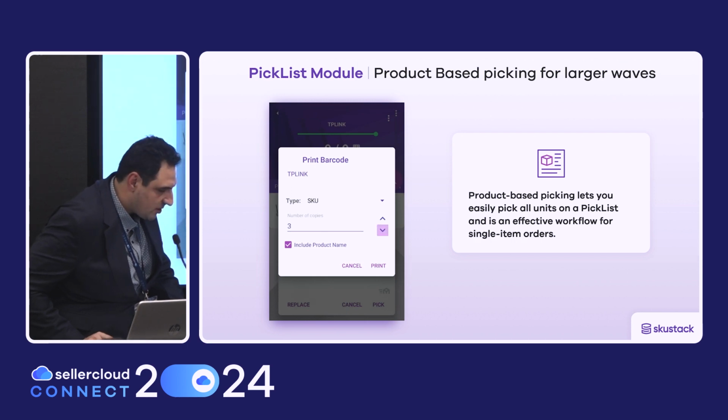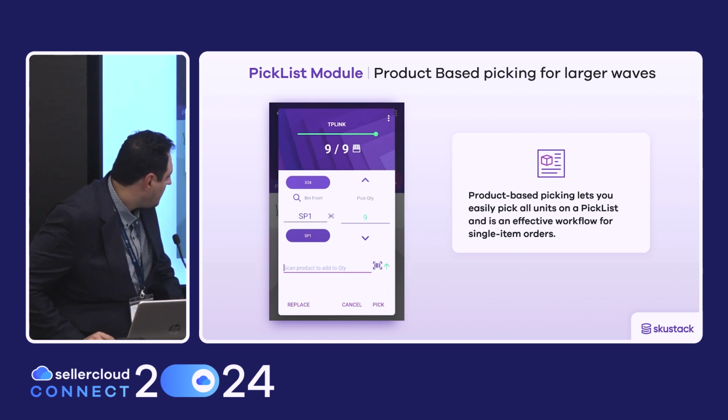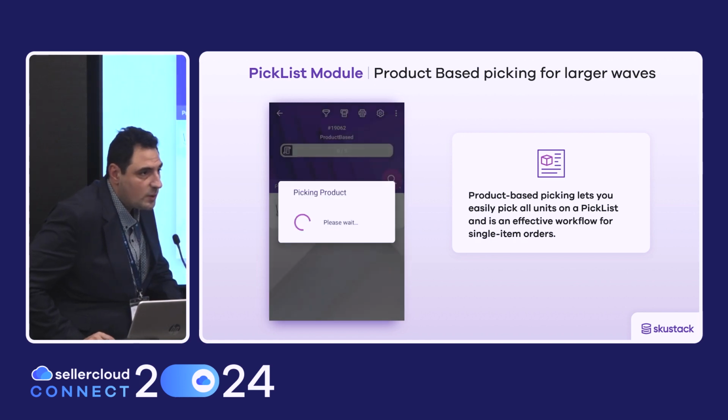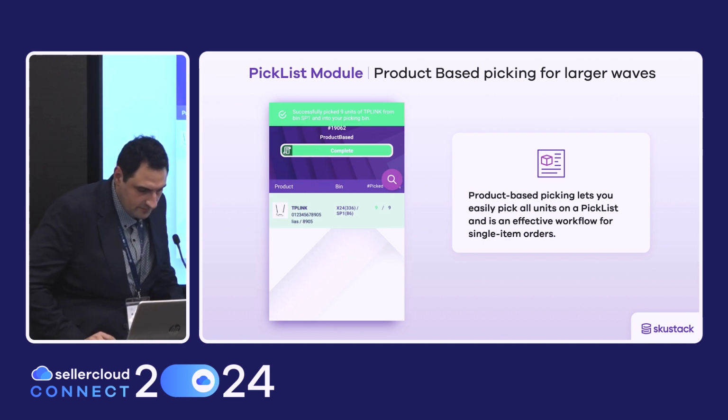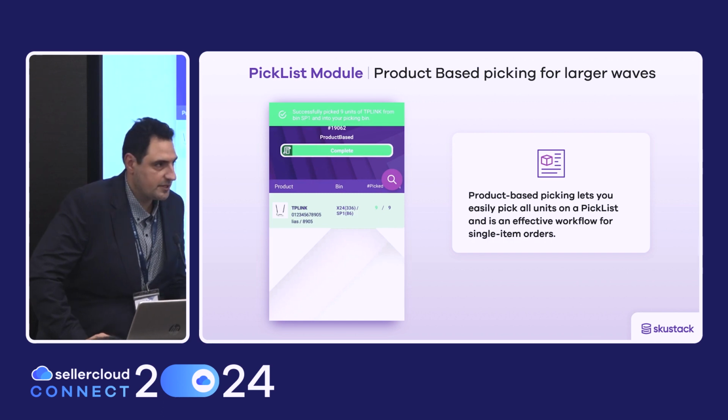You have so many options in terms of the scanning. If you enforce the product scanning, you can scan it item by item, or you're able to also scan the product once and then say how many units you scanned. So it really depends on your workflow and what works best for the pickers in the warehouse.